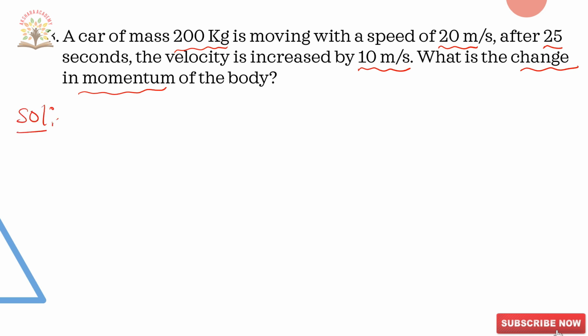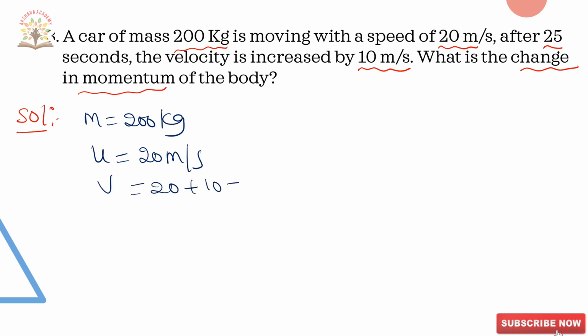Here given mass m is equals to 200 kilogram and u is equals to 20 meters per second. Its velocity is increased by 10 meters per second. Nothing but v is equals to adding 10, that becomes 30 meters per second, and t they given as 25 seconds.